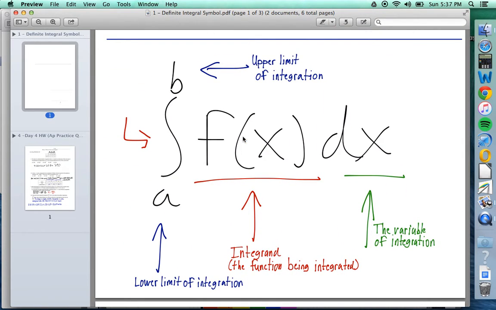First, this is our symbol from Friday's class. It's called the integral symbol. Really, just the integral symbol is the S. Let's do some pronunciation. We would say this is the integral from A to B of f of x dx.